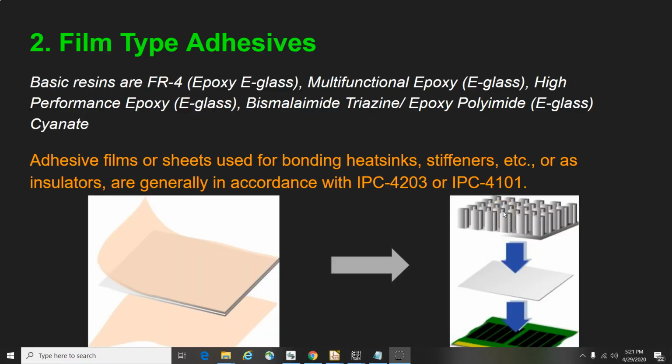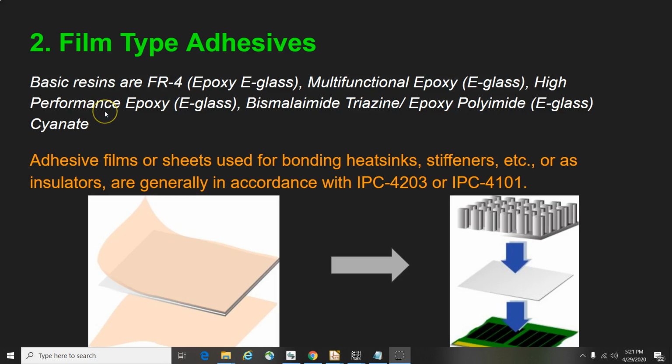Now this is another way by which we can assemble a heat sink to the board: film type adhesive. Adhesives used in printed board assemblies are basically drawn from 5 basic types of resins, which are mentioned here: FR4, multifunctional epoxy, high performance epoxy, bismaleimide, cyanate. All these are the basic types of adhesive materials.